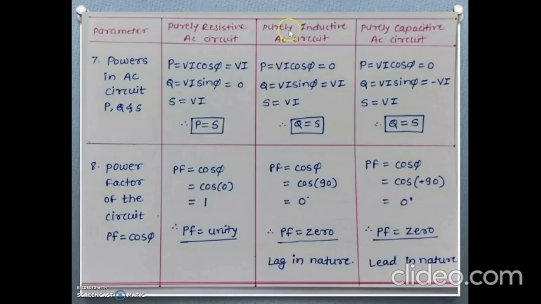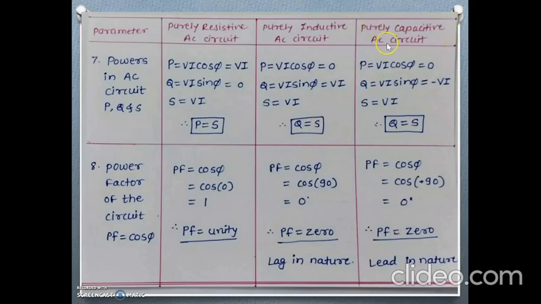Now, in a purely inductive AC circuit, P is equal to VI cos phi. Phi is 90 degrees, so cos of 90 is 0, so the whole product will be 0, and active power is equal to 0. Q is equal to VI sin phi. Sin 90 is 1, so Q is equal to V into I. S is equal to VI as it is, so active power is 0, so reactive power is nothing but the total power, that is apparent power S. So Q is equal to S.